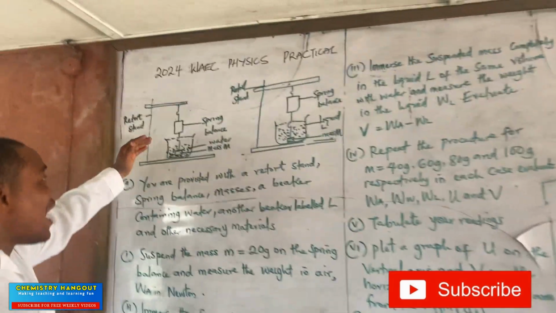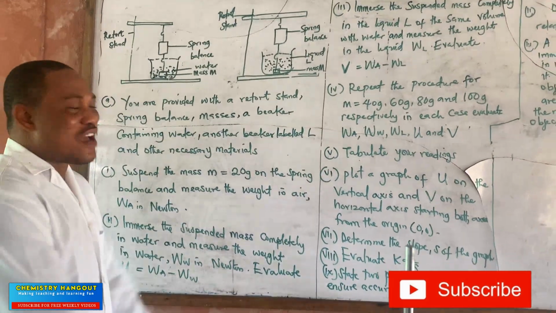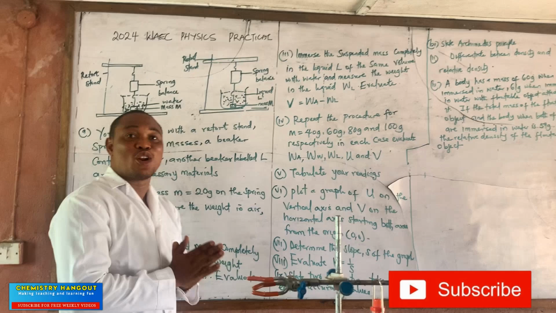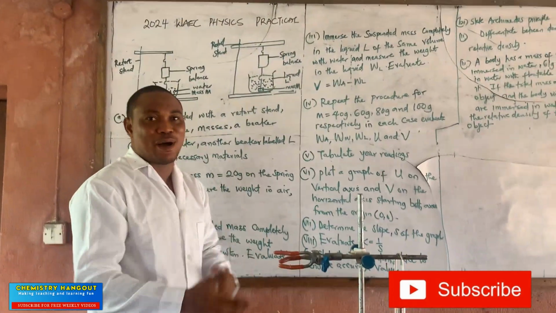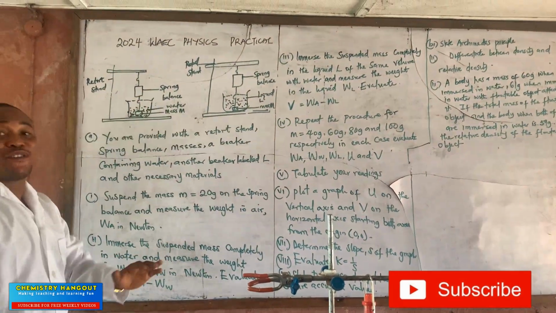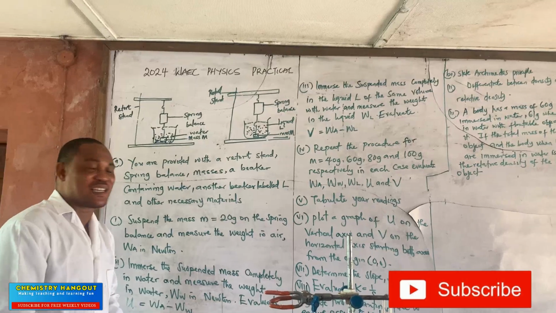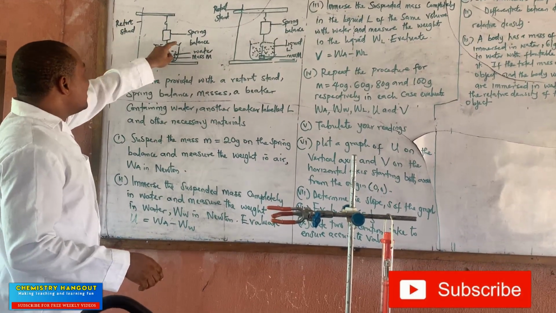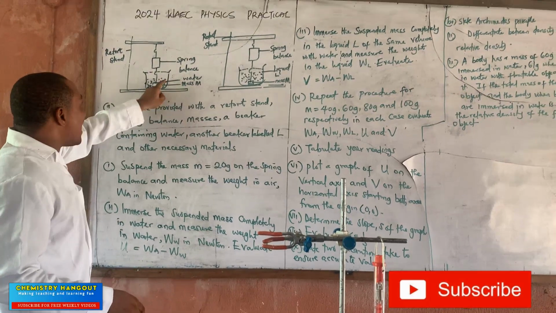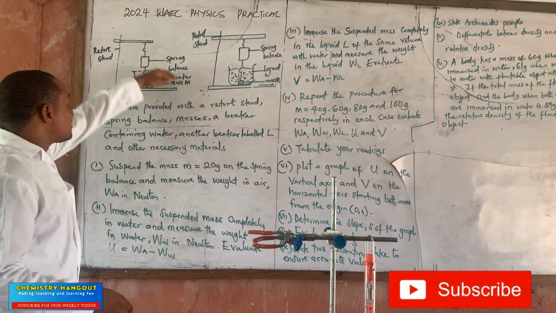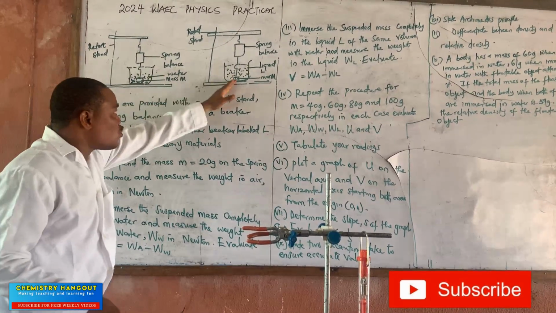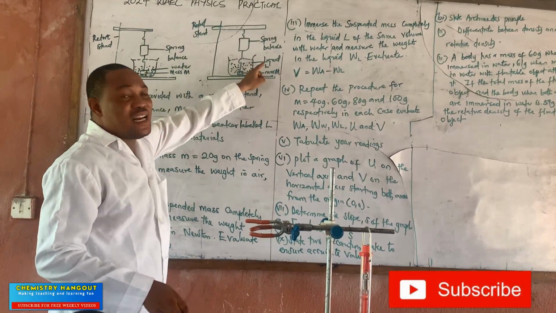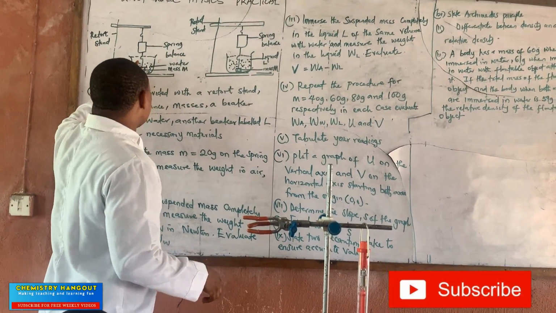That's one wonderful thing about physics: I'm going to give you the setup diagram that will tell you what you are about to do. If you look at the diagram, they have even labeled it for us. We have a retort stand and a beaker. In this beaker we have water, and in the water we have the masses immersed. We have two of it like that, same diagram, but the only difference is that here is the liquid L and here is the water.